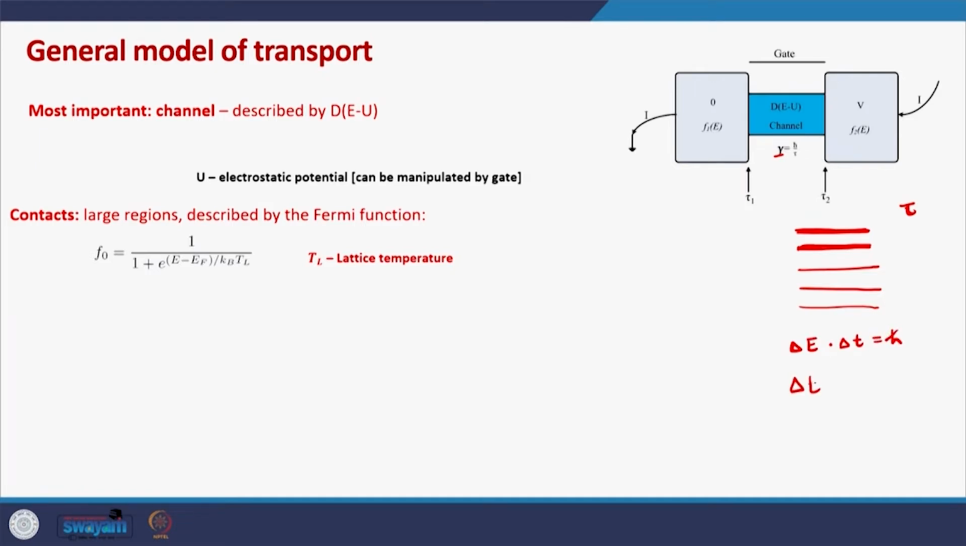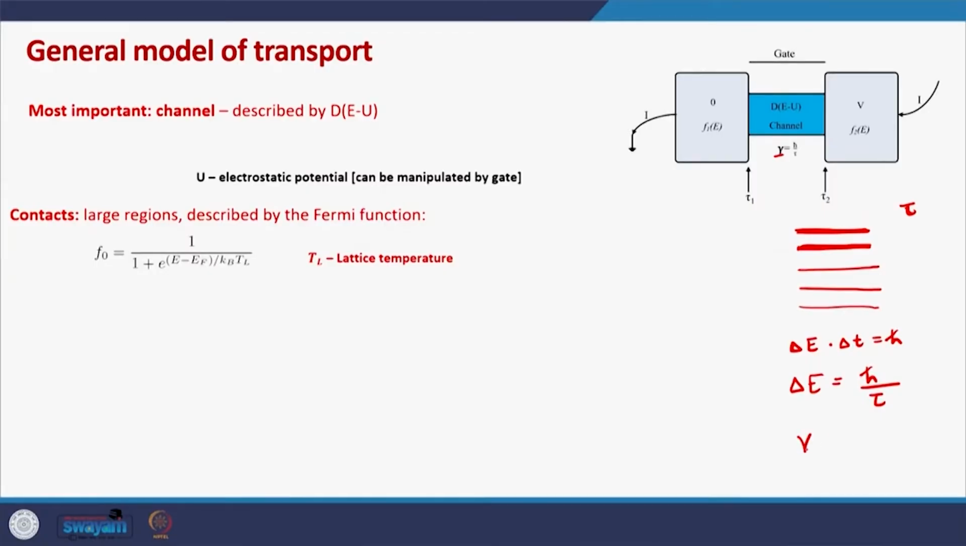So, delta E, and we are taking the lower limit of the Heisenberg's uncertainty principle. Delta T is essentially tau, tau is the time that the electron spends on average in the channel, and this is defined as another parameter, gamma, equal to h bar by tau. So, gamma is essentially an energy quantity, it has units of energy, it corresponds to the broadening of energy levels in the channel because of the finite lifetime of electrons in small devices.